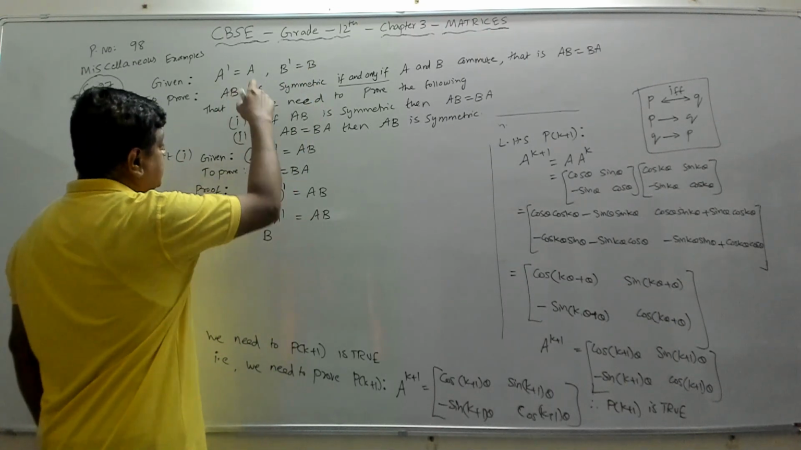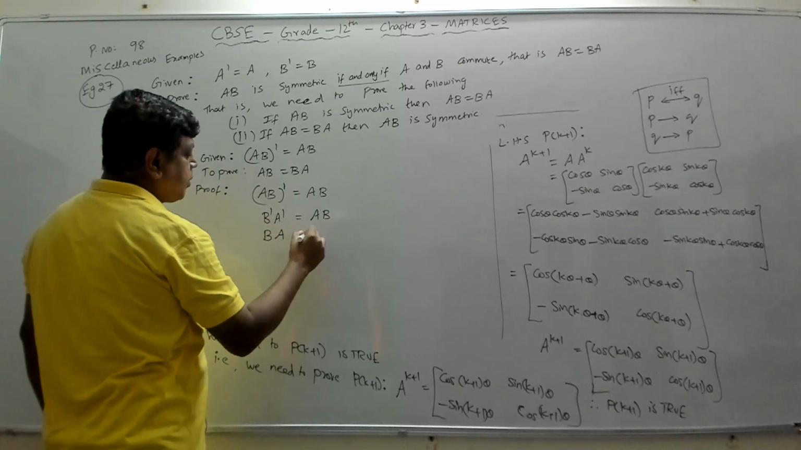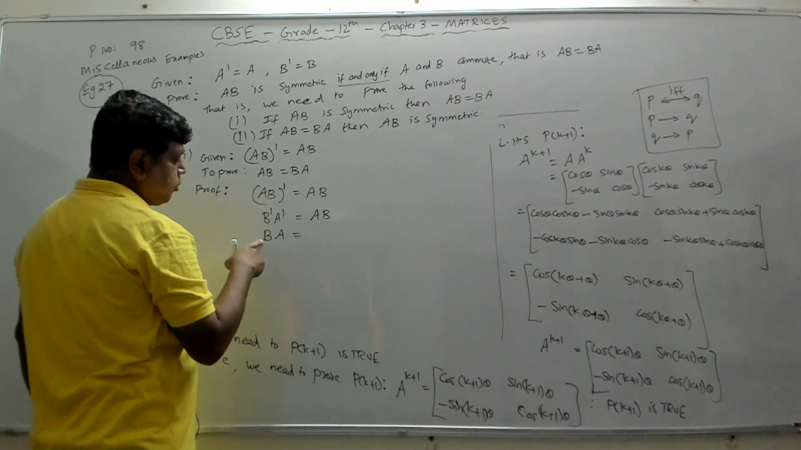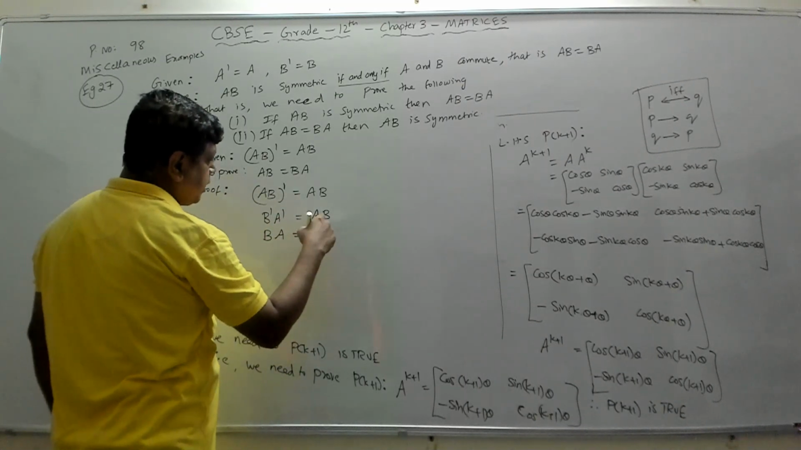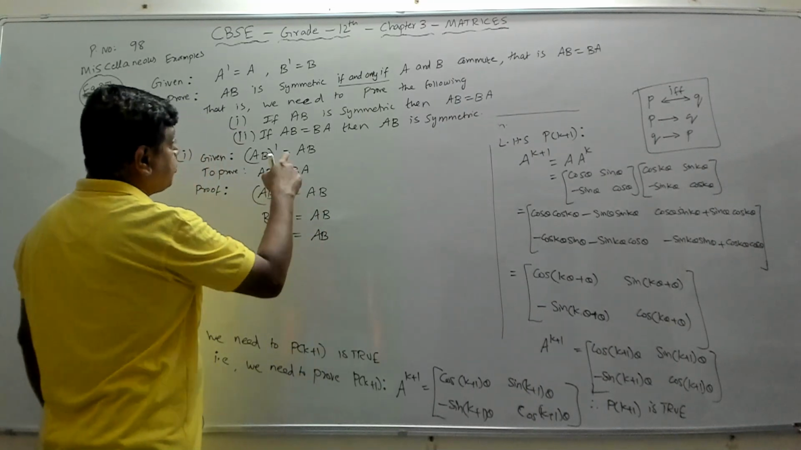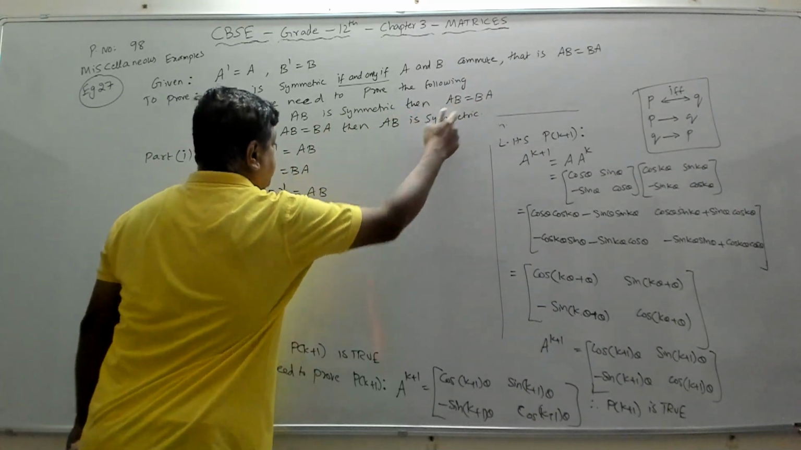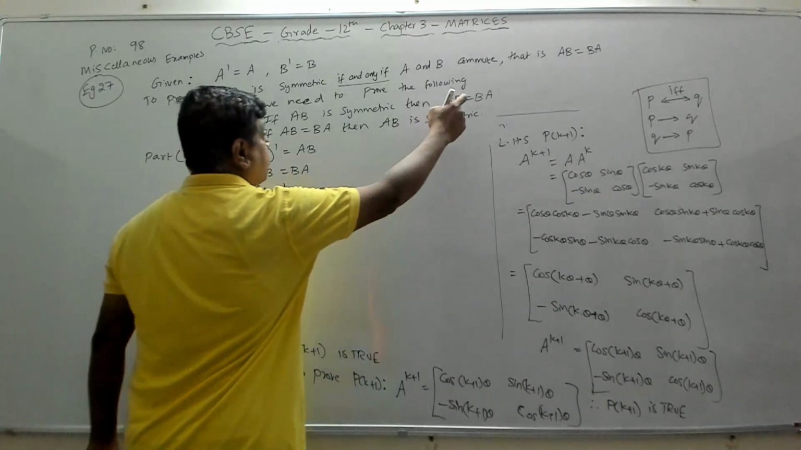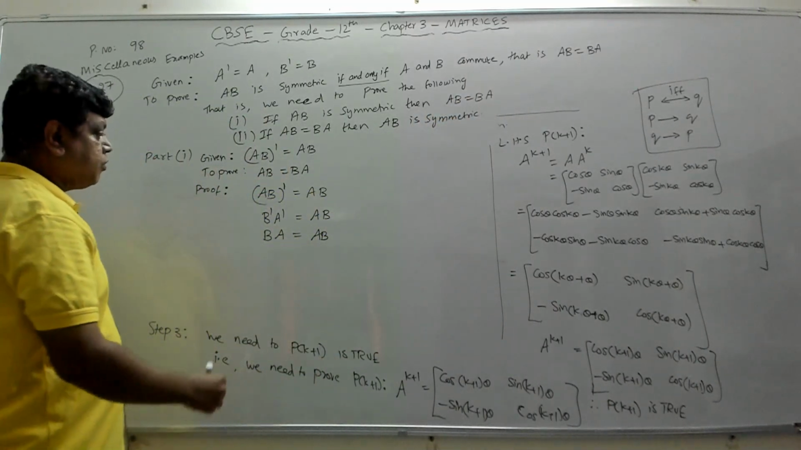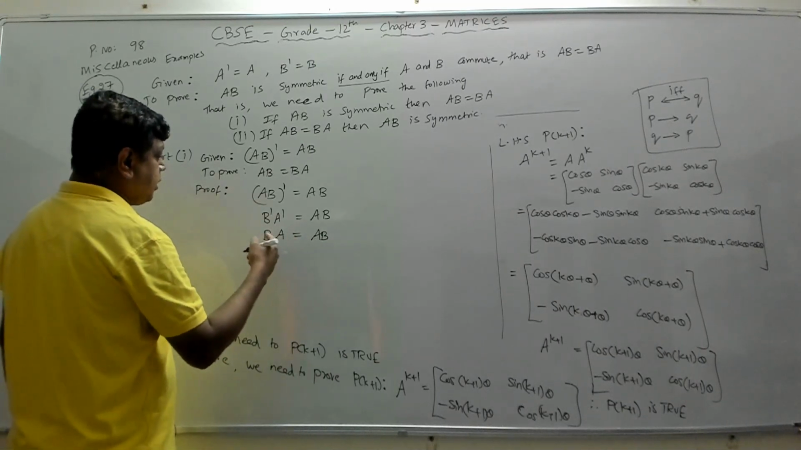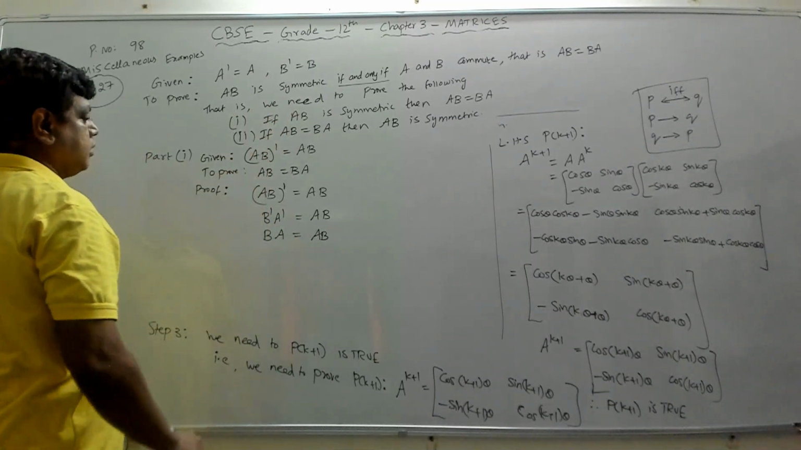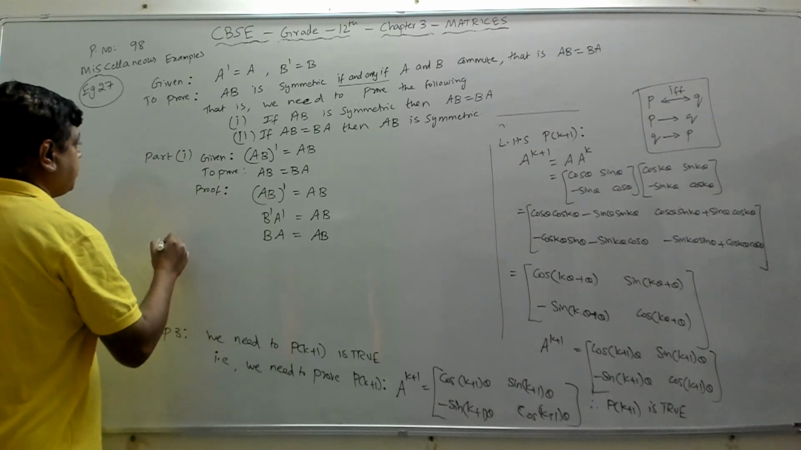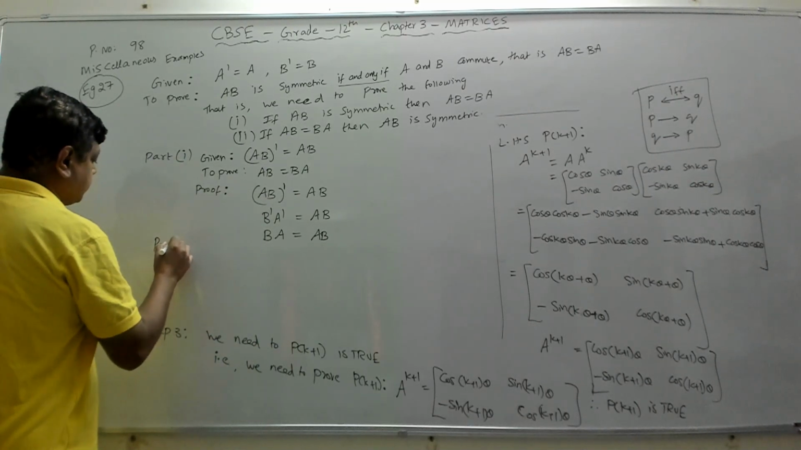Again, A transpose is A because A is also a symmetric matrix. So B transpose I am putting B, A transpose I am putting A. So BA, here it is AB. So we have proved BA equal to AB, which means AB equal to BA. This is proved. So therefore, AB is equal to BA. So that is the proof for the first part. Then proof for the second part, part 2 proof.